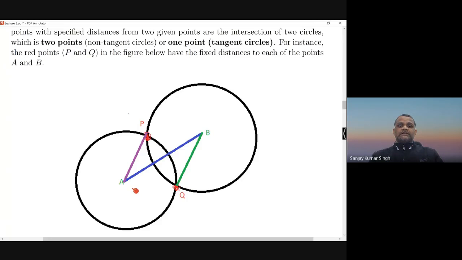So in this picture, suppose A and B are two points, and I am looking for all those points which have a fixed distance from A and B. Now I have constructed the intersection of two circles, and you can see easily that P and Q have the given fixed distance from A and B. And it will be at most 2. It may be 1 also, when the circles intersect at only one point. And there is also the possibility that you don't get any point with the given fixed distance if they don't intersect. But whatever happens, it will be at most 2. That is very clear.